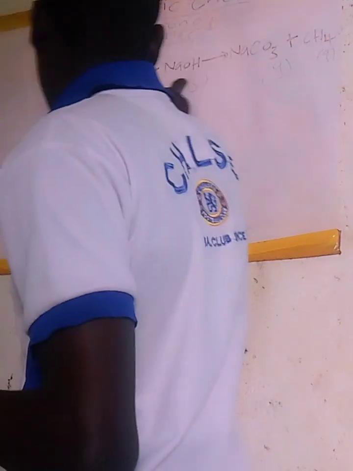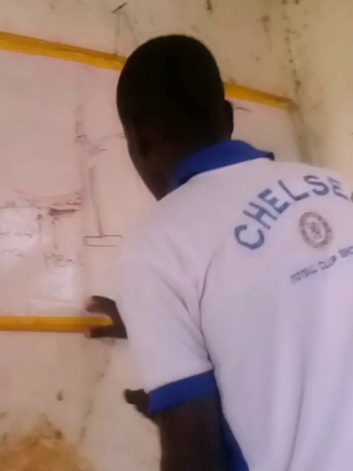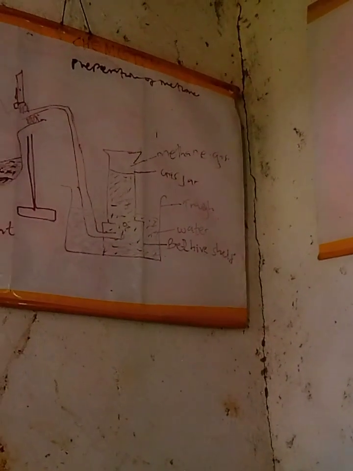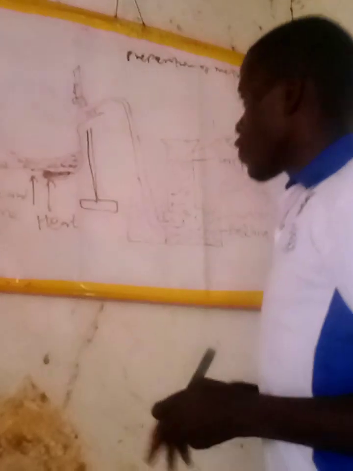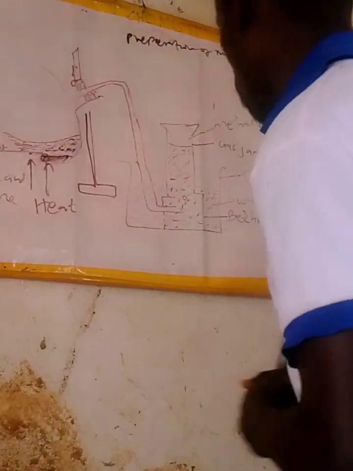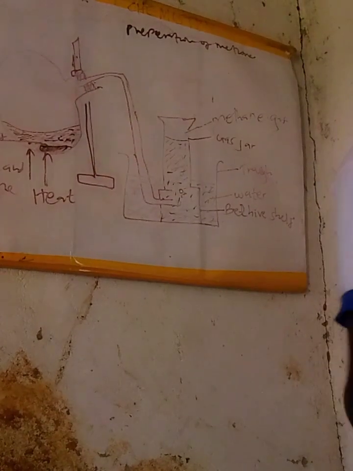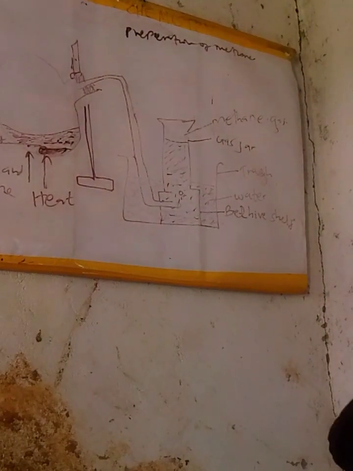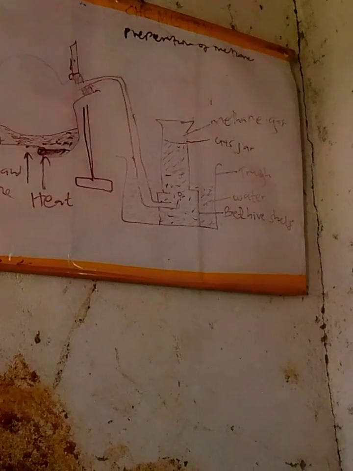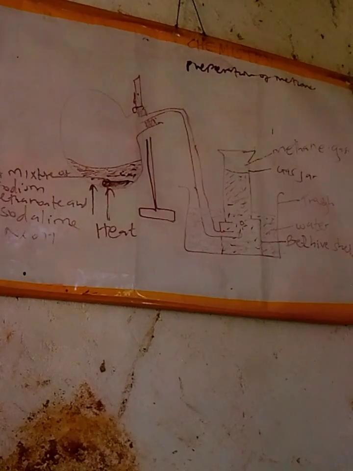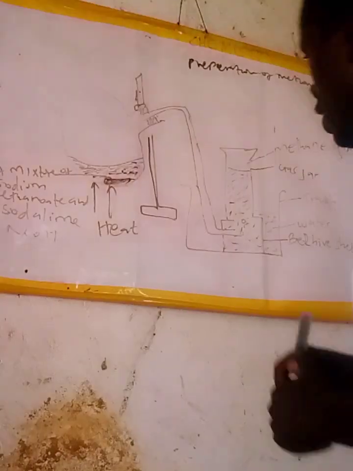Before heating, sodium ethanoate and sodium hydroxide are in solid form. After heating, they become liquid, and that's why the symbol states it here. This reaction cannot take place without heating, because the reactants are in solid form. So when you heat, they become liquid and they react to give methane gas, which is collected here. They must also explain the reason why methane gas is collected over water. This is because it is slightly soluble in water. It cannot dissolve in water, and therefore it is collected over water. You can also collect ethane in the same way.